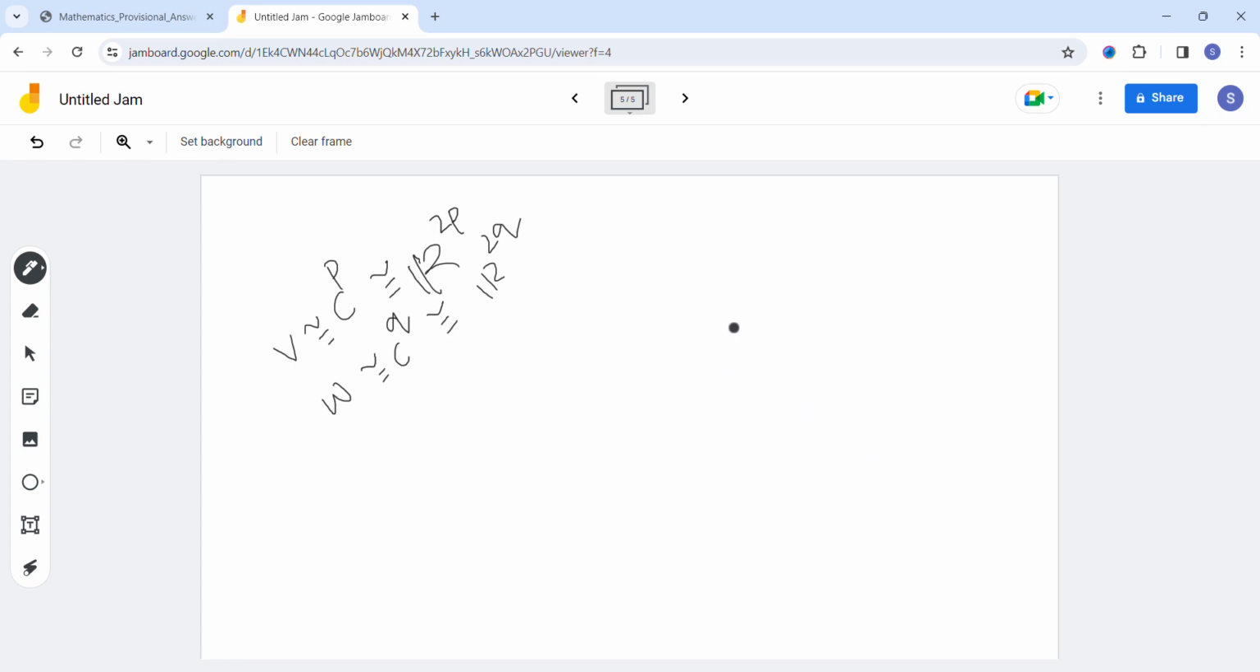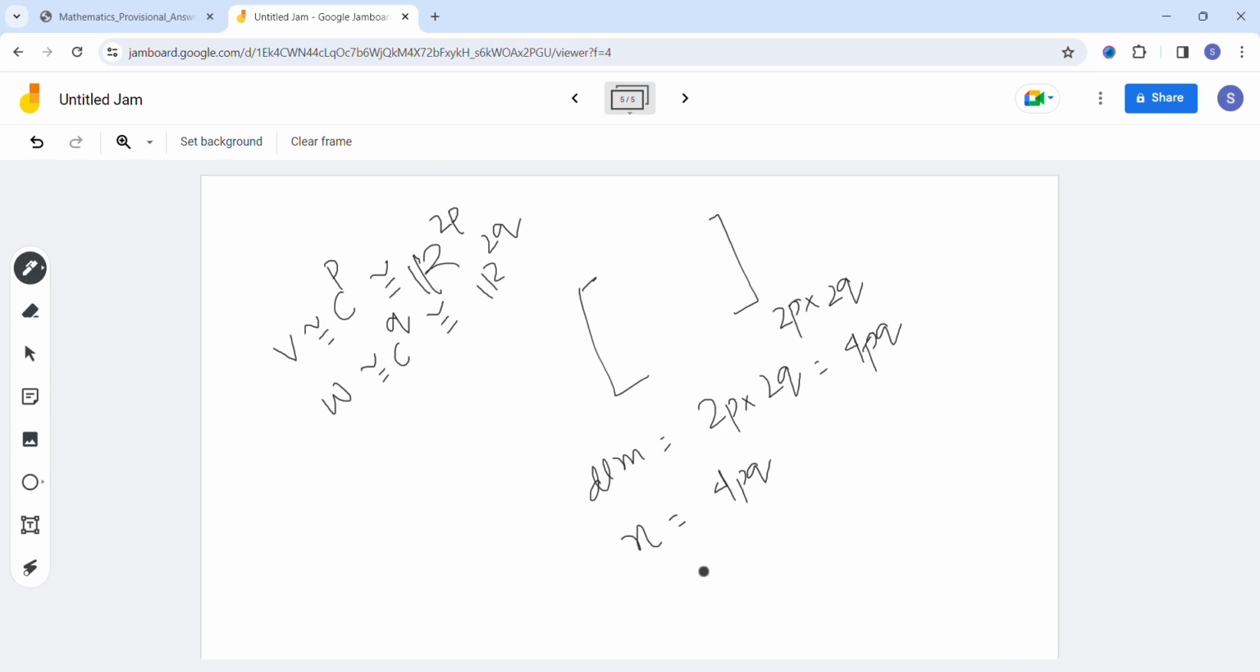Now you are considering it as an R vector space, right? Then what will be the dimension? The matrix is 2Q cross 2P, and here the entries are from R, because I'm already considering V to be an R vector space, so we need not consider anything else. So the matrix representation becomes an R 2Q cross 2P matrix, and the dimension will be 2P times 2Q, that is 4PQ. So N equals 4PQ, which is 2M. That means N equals 2M will be the correct answer.